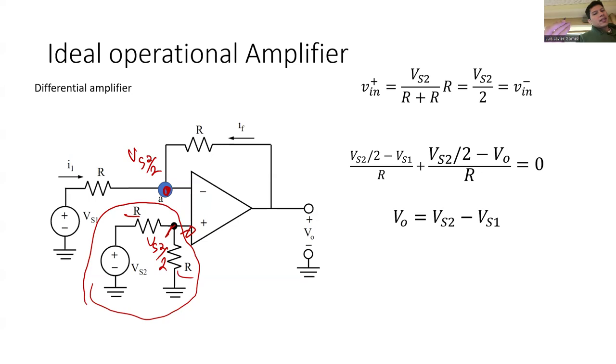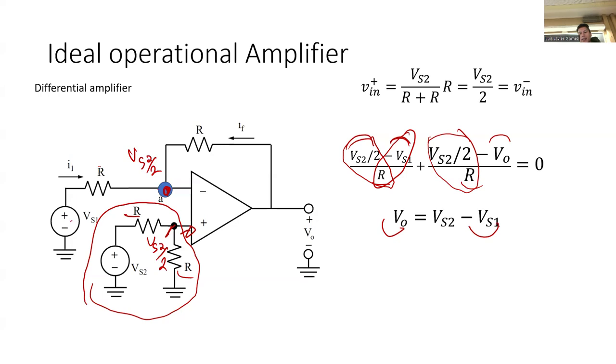So you have (VS2/2 minus VS1) over R, plus (VS2/2 minus V out) over R, equals 0. And then you can manipulate these equations. You notice that there is VS2 over 2 twice, so that just becomes VS2 over R. And then you have VS1 over R, and then you have V out over R. So the R's cancel, and you just get that the output voltage is actually just the difference of the two sources. Is that clear? Okay.